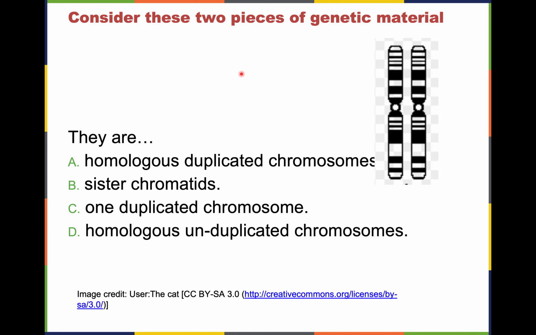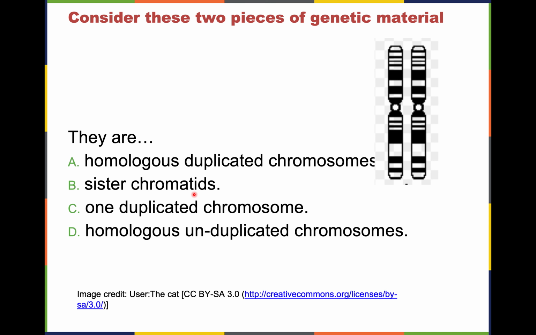So let's solve a problem. Consider these two pieces of genetic material. Imagine you're looking at them under the microscope. What are they? Let's go through each of these. Homologous duplicated chromosomes. Well, since we're looking at a microscope and homologous chromosomes look identical, that's a possibility, but it's telling us that the chromosome is duplicated. And when a chromosome is duplicated, it should have a sister chromatid attached to it through the centromere. So A is not correct.